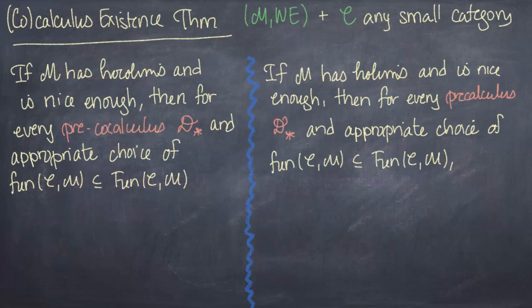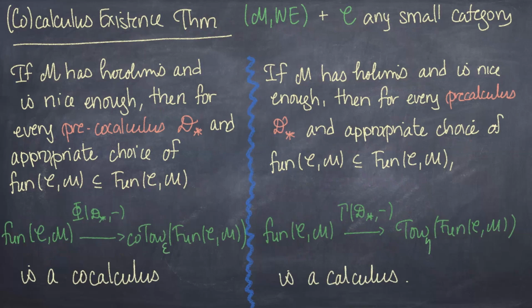So if our model category M is nice enough, then for every pre-co-calculus and an appropriate choice of relevant functors from C to M, we're actually going to get a co-calculus when we apply this construction. So this was at the end of the pipeline. The pipeline gave us a way to start with one of these towers of modules and build a tower functor. It turns out it's actually a co-calculus if we start with a pre-co-calculus, and we get a calculus if we started with a pre-calculus.